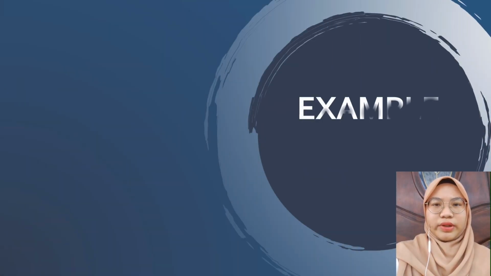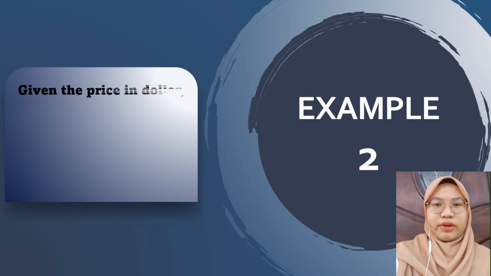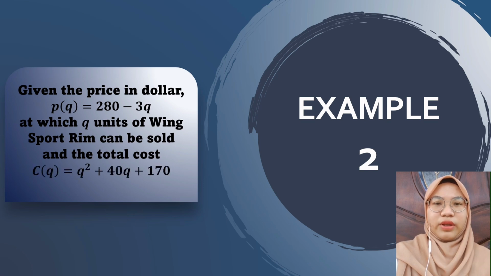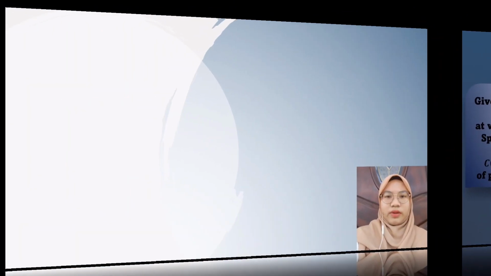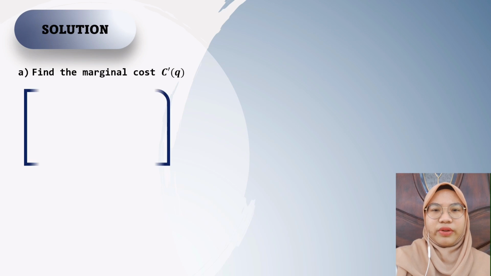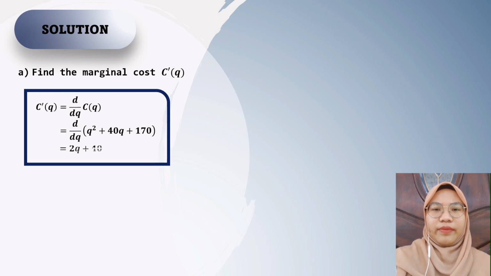Next question: given the price in dollars, p(q) = 280 - 3q, at which q units of wing spot ring can be sold, and the total cost is q^2 + 40q + 170 of producing the q units. First is to find the marginal cost. We need to differentiate the total cost, which equals 2q + 40.